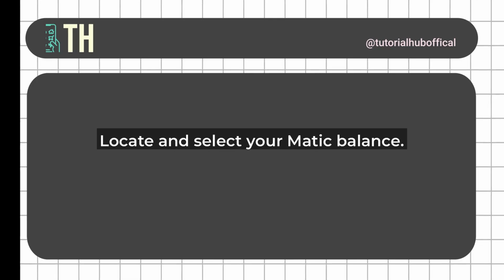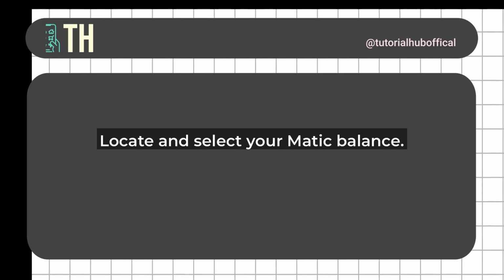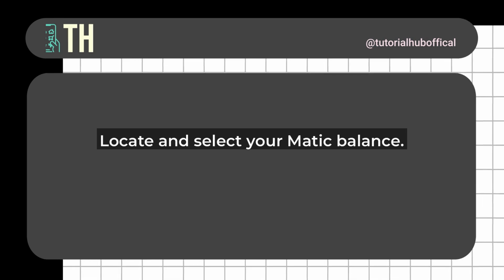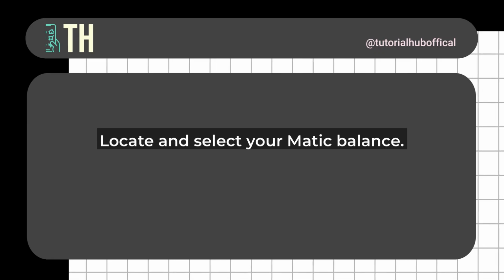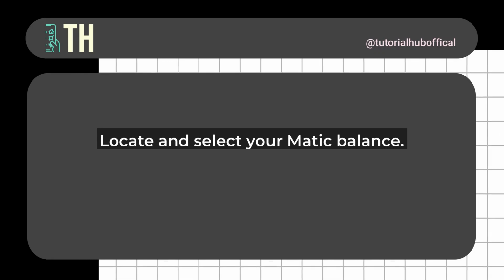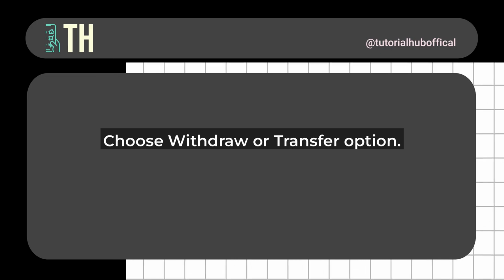Let's jump right in. First things first, make sure you have the Revolut app installed on your phone and that you're logged in. Open it up and head to the Crypto section. It's usually at the bottom of the screen, easy to find. Once you're there, locate your Matic balance. If you don't see it, search for Matic or Polygon in the search bar.